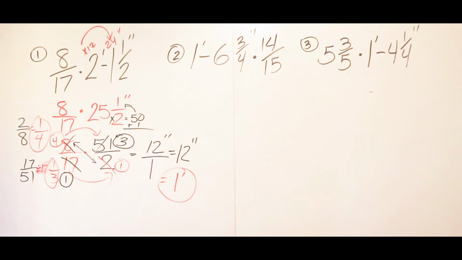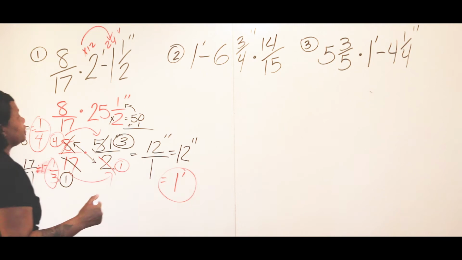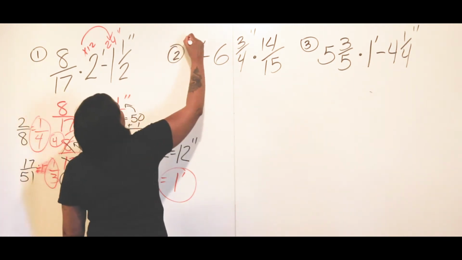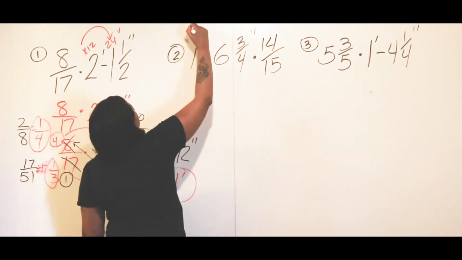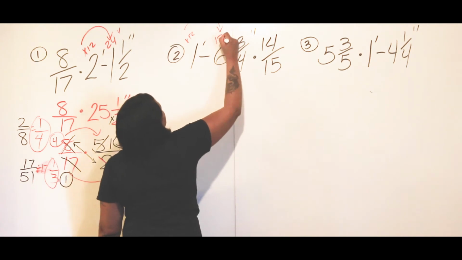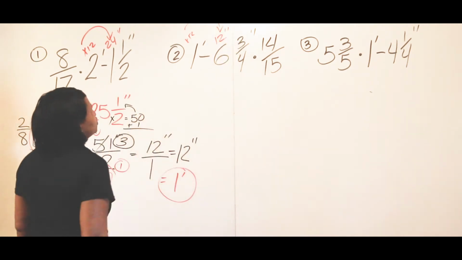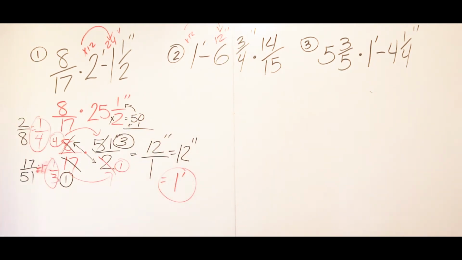All right, so let's look at number 2. I know off the bat I'm going to have to convert this 1 foot 6 3/4 inches to a fraction because there's a fraction on the other side of that multiplication sign. So I take the feet, I convert it to inches. How do we convert feet to inches? Multiply by 12. That gave us 12 inches that we have to add to the 6 inches we already had. Right? 18.